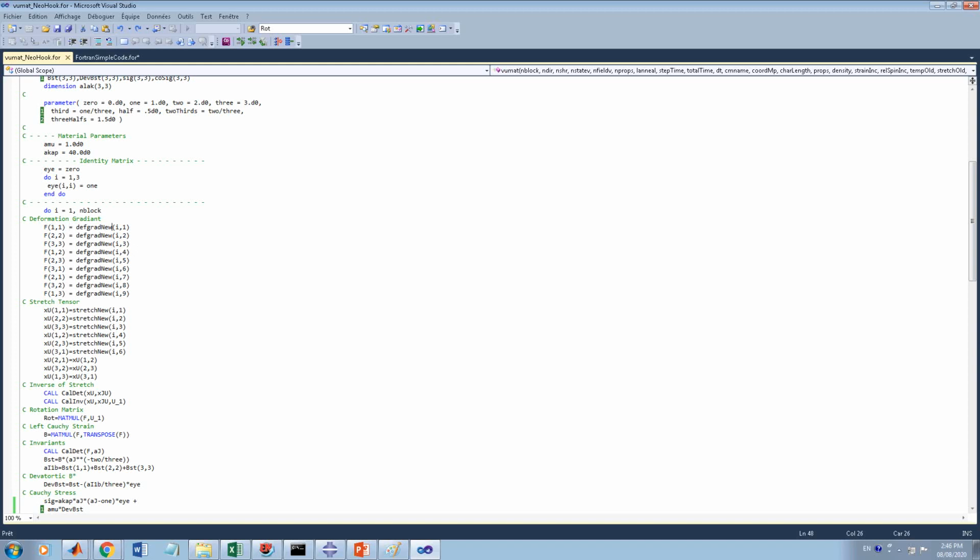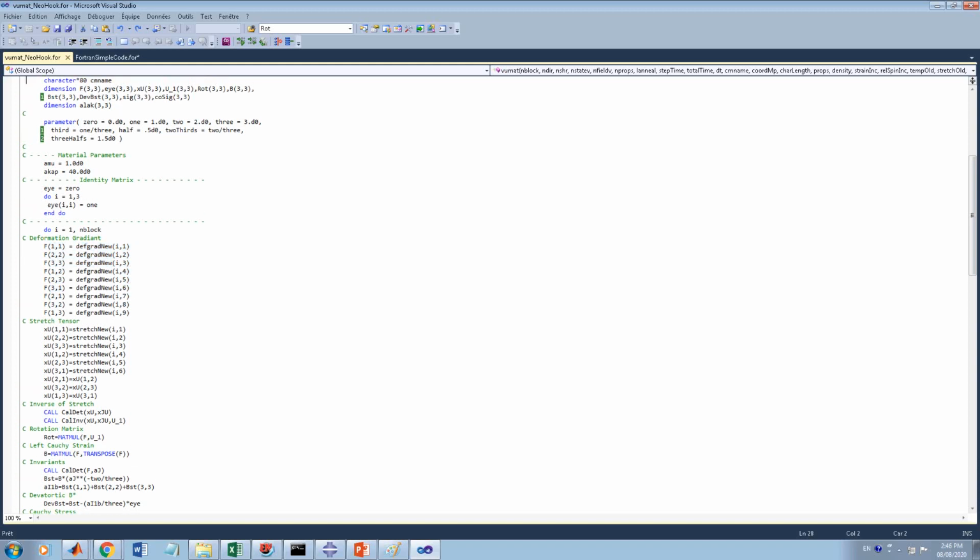I haven't declared I because it starts with I, it's already an integer. So the deformation gradient is given by Abaqus, so you don't have to compute it. This is given data. I'm just restructuring it into the deformation gradient. So F is the deformation gradient, but I have defined F here. It's a 3 by 3 matrix.